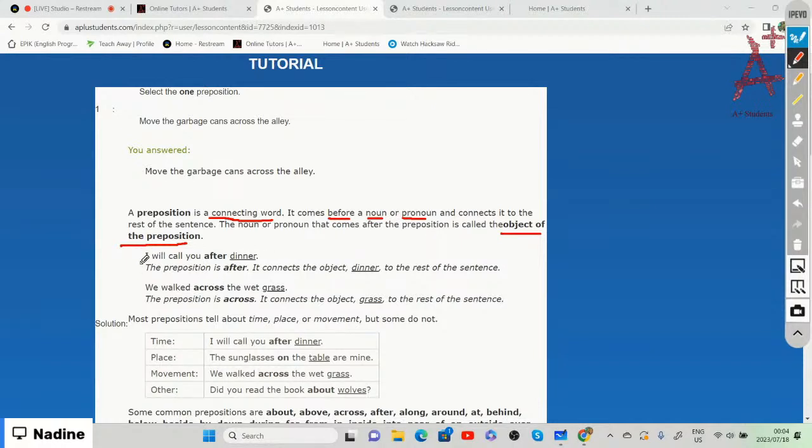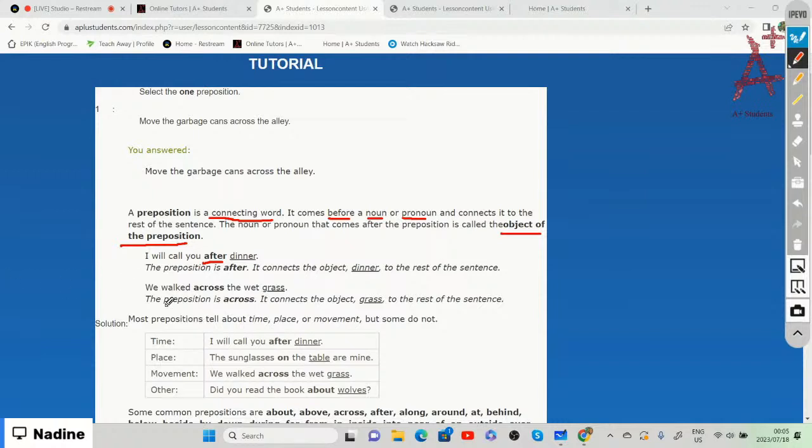All right. So an example: I will call you after dinner. So after is the preposition, and it connects the object, which is dinner, to the rest of the sentence. Remember we said the noun or pronoun that comes after the preposition is the object, and the preposition connects it to the rest of the sentence.